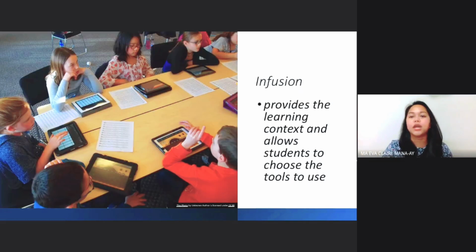The fourth stage that we have is infusion. Infusion provides the learning context and allows students to choose the tools to use. This is the most important part here. They can choose the different tools that they need. Okay, so you say, I am going to ask you to make a report, and you have the freedom to use whatever technology you'd want to use. You can make a PowerPoint presentation. You can make your spreadsheet so that you can show me the graphs of your data, for example. You can also make a movie. Okay, so you actually are giving your students the freedom to choose whatever tool it is that they need or they want to use. Okay, that's infusion.